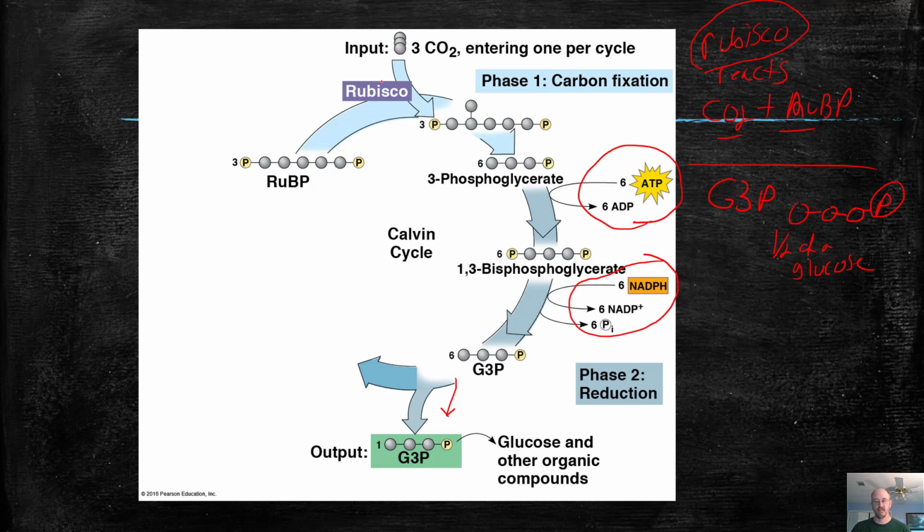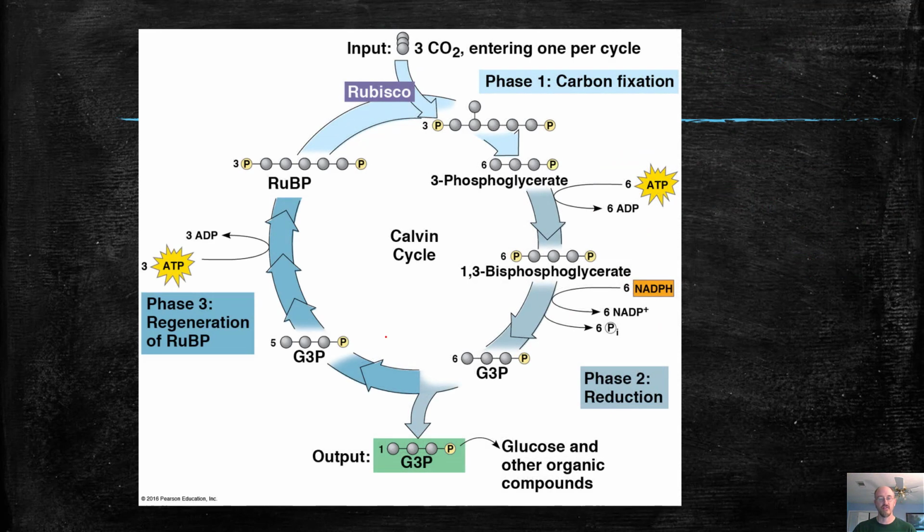But that's where these 3 carbons go, right? They end up right here in these 3 carbons in G3P. But there's now 5 G3P left. So what do we do with those? Don't we get more glucose out of those? No, we do not. They are now regenerated.